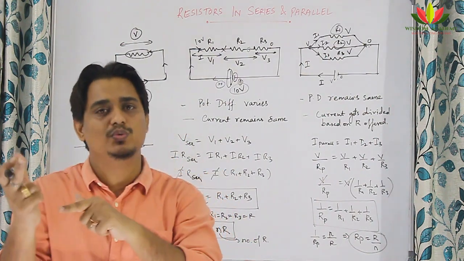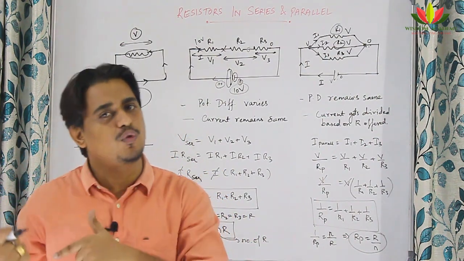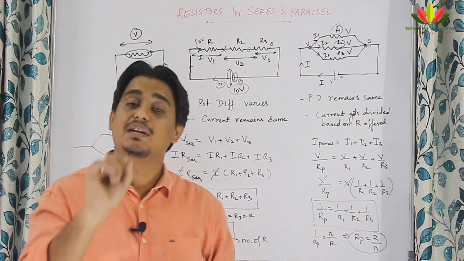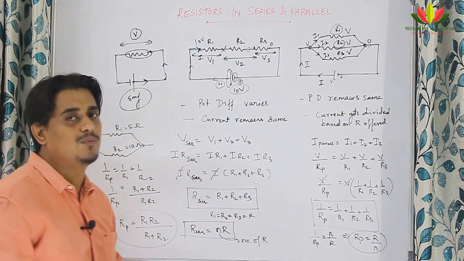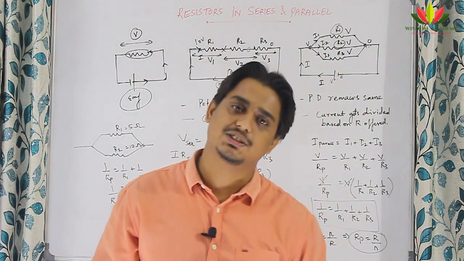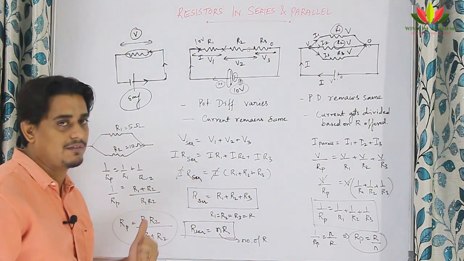If it is 2 and 2, then 2 into 2 is 4, by 2 plus 2, 4, which gives 1. So without even touching a pen, if you know the formula, you can directly find the R equivalent for a parallel connection. It is R1 R2 by R1 plus R2.